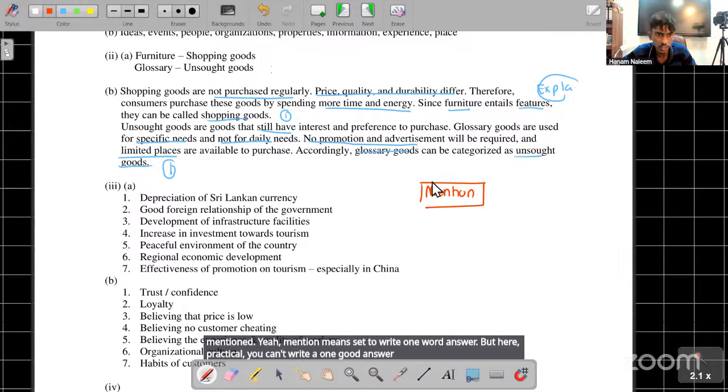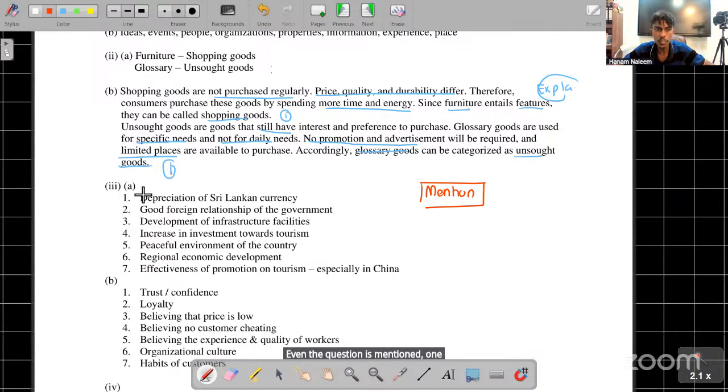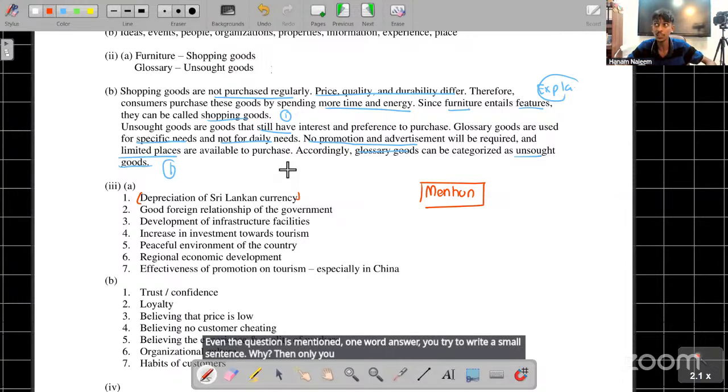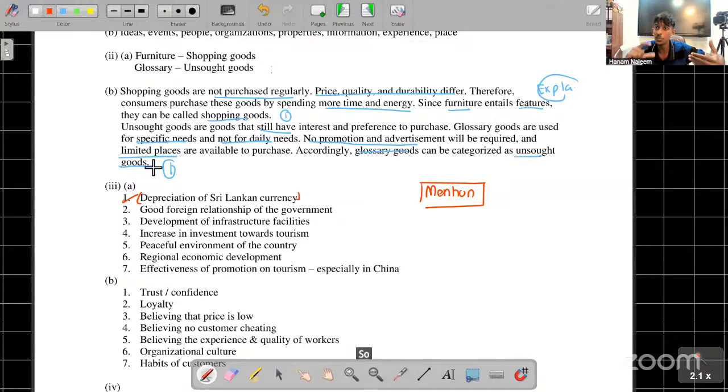Can you only write depreciation? What is depreciation, man? Is the asset depreciating or the currency depreciating? If you mention currency, yeah, you can write. You need common sense here. Now only the sixth sense comes into play. Even if the question says one word answer, try to write a small sentence. Why? Then only you can explain your answer properly. Then only can the examiner understand. Okay, fine. So one reason why tourism is blooming is, yes, depreciation of the local currency. Our Sri Lankan rupee value is decreasing. So for tourists, our currency is very cheap.